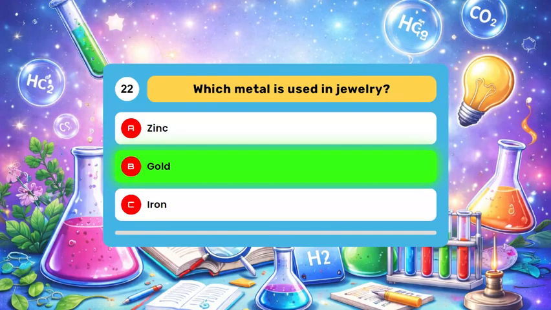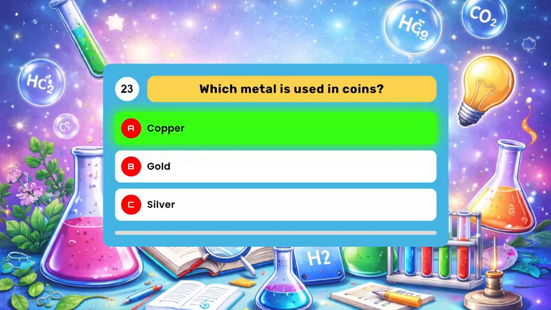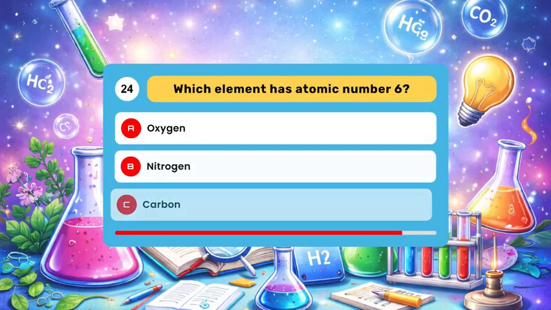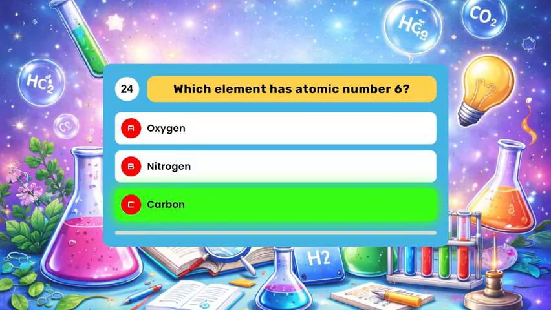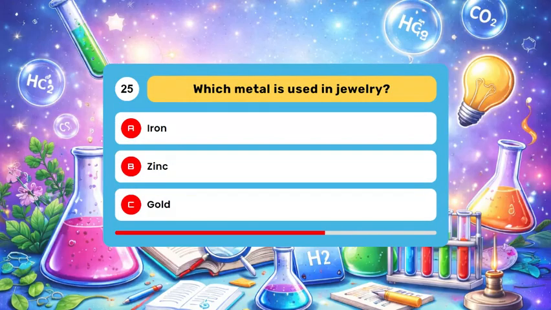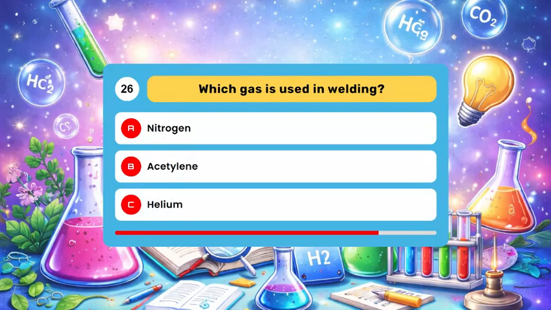Gold. Which metal is used in coins? Copper. Which element has atomic number 6? Carbon. Which metal is used in jewelry? Gold. Which gas is used in welding?